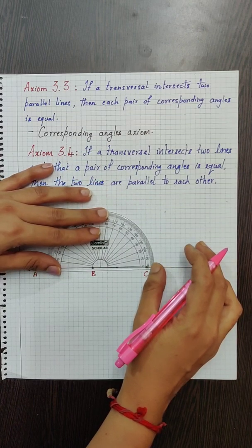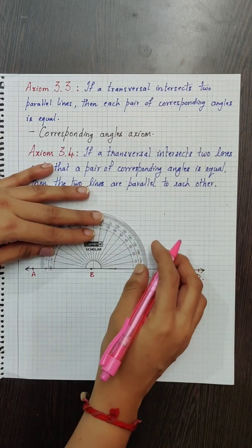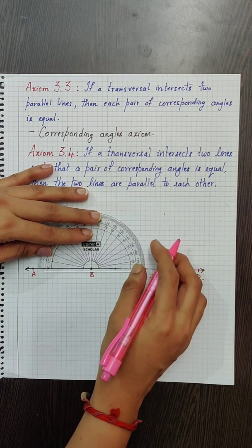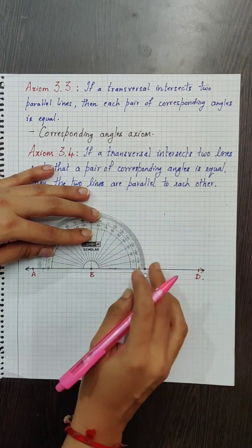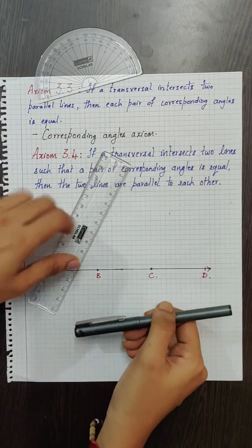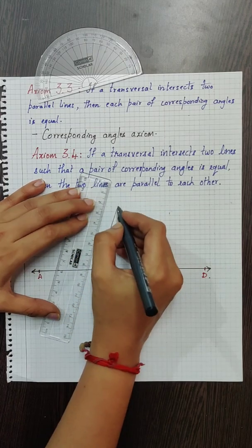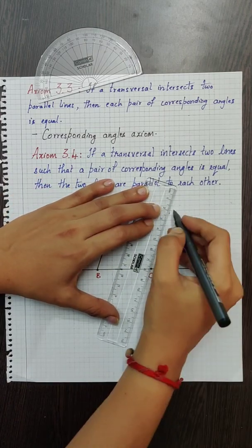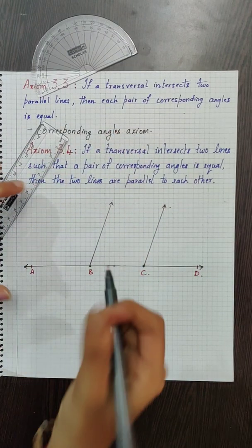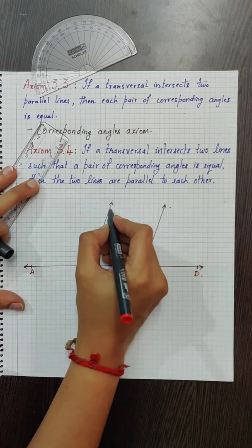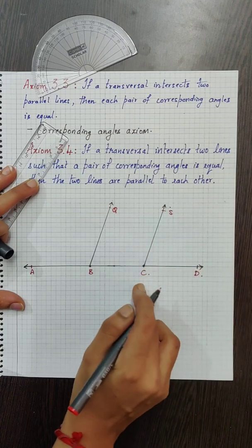Similarly, the angle over here, I want to draw 70. I'm so sorry. 70. This is ray QB and this is ray SC.